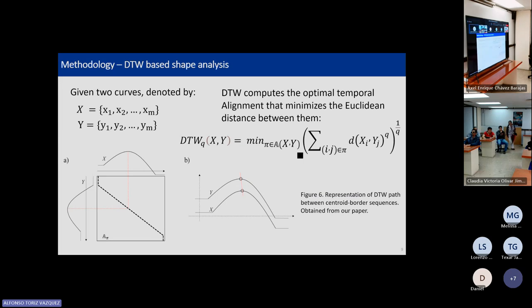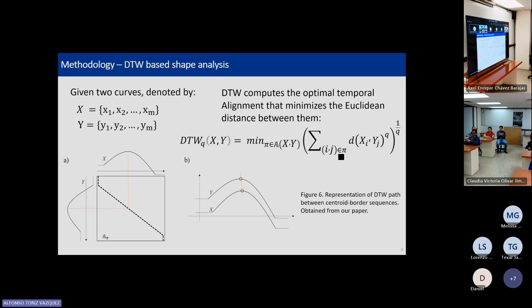So let's talk a little bit about how we can use DTW-based shape analysis in this example. Given two curves denoted by X and Y, each with elements X1, X2, up to XM, here we have an example in the image. I don't know if you can see my mouse. Look at the X breast shape, then at the Y shape. We compute a cost matrix. Basically, what it does is compute the optimal temporal alignment that minimizes the Euclidean distance between them.